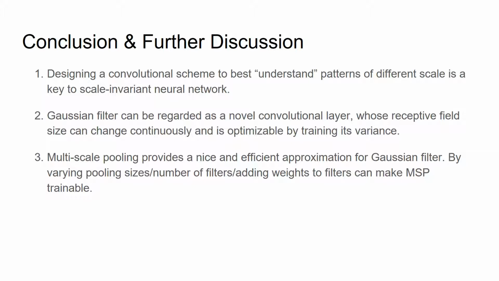Okay, so here comes our conclusion. The first thing we figured out is that designing a convolutional scheme to best understand patterns of different scales is actually the key to a scale invariant neural network. The second finding is that the Gaussian filter can be regarded as a novel convolutional layer whose receptive field size can be changed continuously and is optimizable by training its variance. The third finding is that multi-scale pooling provides a nice and efficient approximation for our Gaussian filter. By varying pooling size or the number of filters or adding weights to the filters, we can make MSP trainable. This part we haven't conducted in our experiment, and hopefully we will add it in the future.